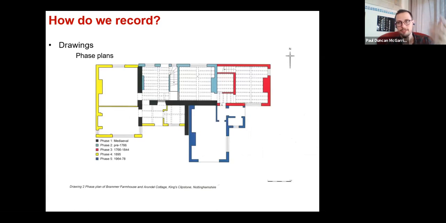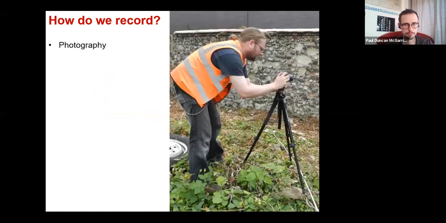Phase plans let you see different elements. In this instance, this structure had medieval, post-medieval, early modern, lots of different elements to it. And it can get a little bit fuzzy in your head if you just have it written down. This is a nice visual way of putting those elements together so you can understand how the building has developed.